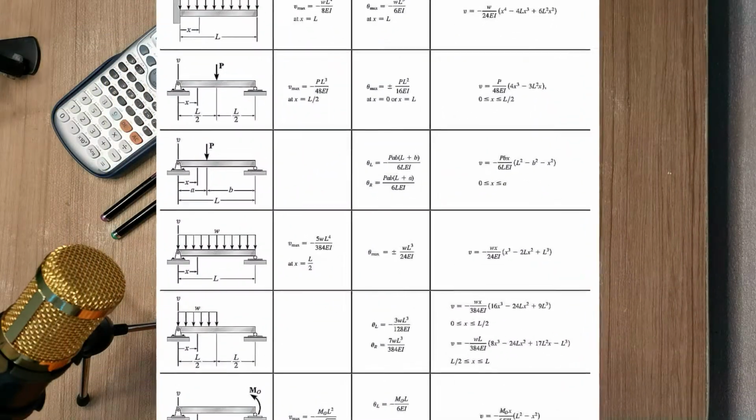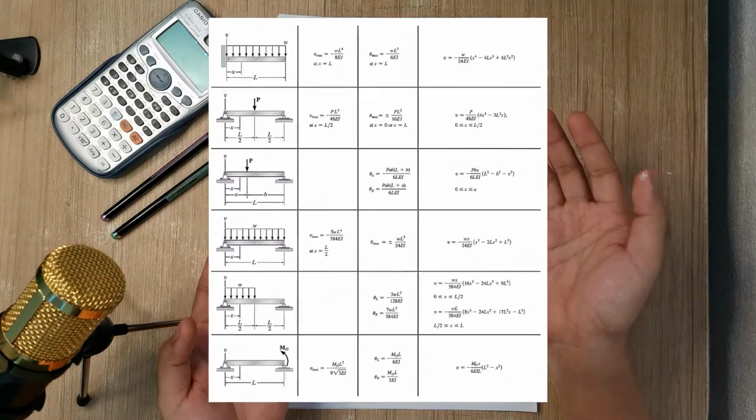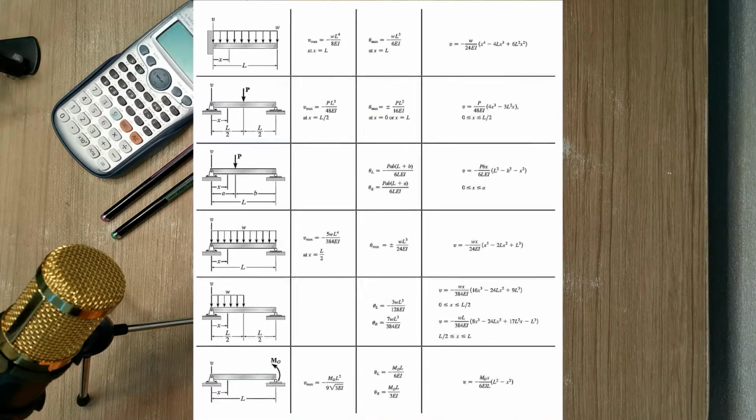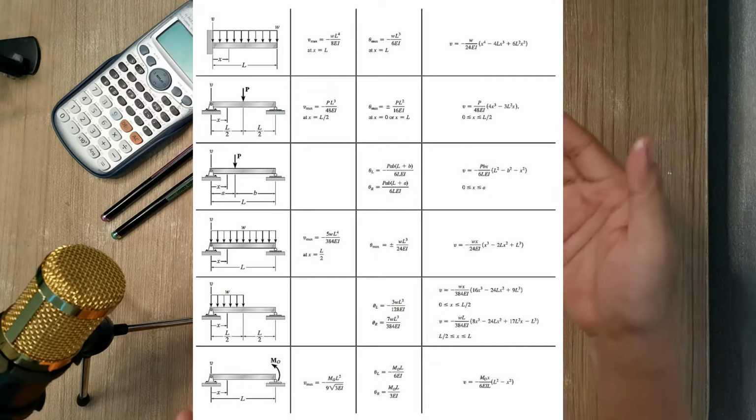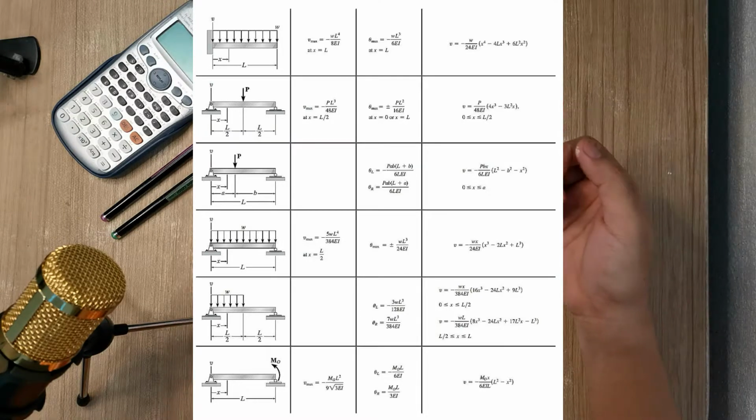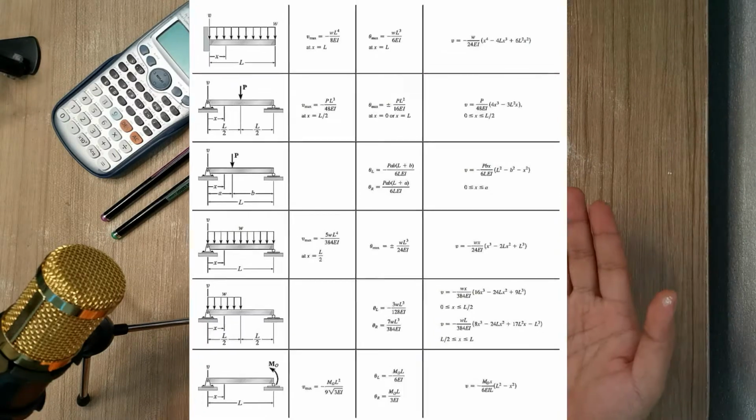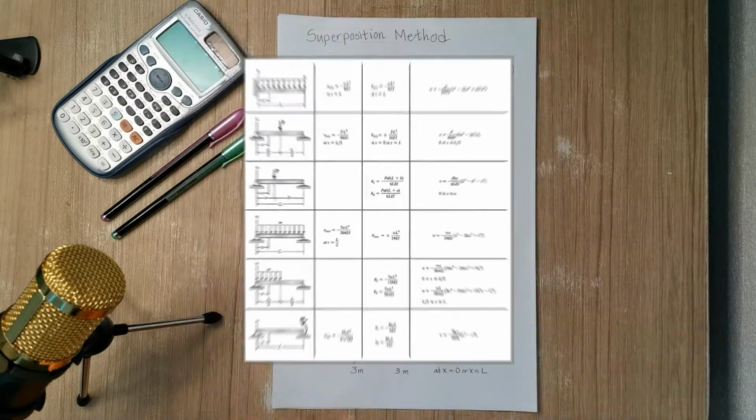I'm going to flash the table here for you to see it. There are different sections according to the external loads, and we're going to choose cases from this table here, and we're going to apply them into the beam to find the deflection.